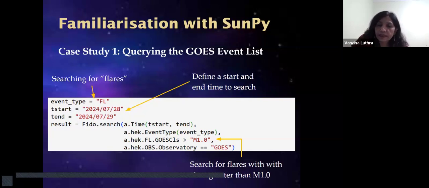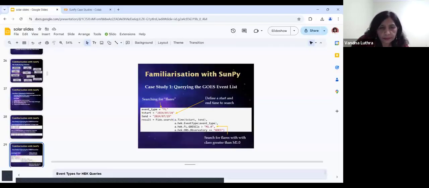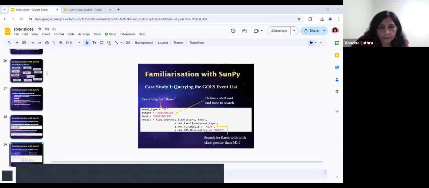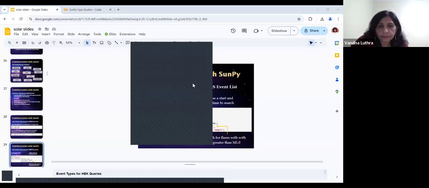And which observatory it is searching, where the recording for these flares is done. Is this point clear to everyone? I can check the chat for this if this is clear.